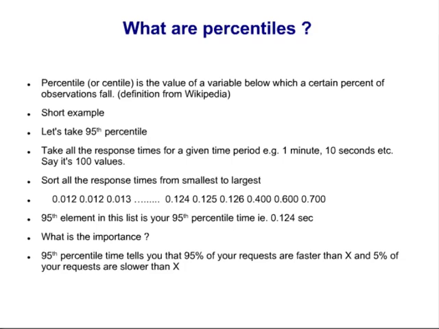whereas 5% of your requests are slower. So that's helpful, and it helps with the average, because averages can sometimes get skewed by some of these outliers. So this gives you yet another data point.